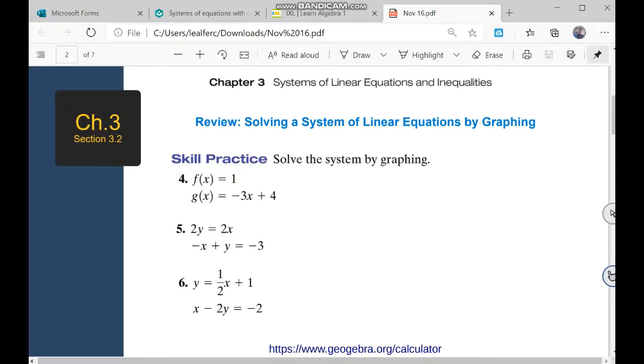Quick review from last week. On chapter 3, we started last week, chapter 3, System of Linear Equations and Inequalities. And last week we worked a lot on solving a system of linear equations by graphing. And we have a few examples here. We have 3 examples. Each one is a different case. We remember we have 3 cases, 3 possible situations.